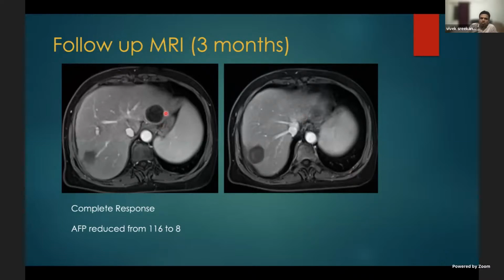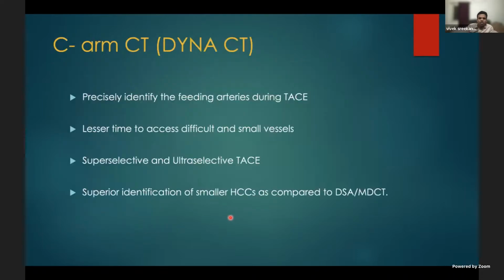This is the segment 2 lesion, as we can see, it is very close to the stomach and has an exophytic component. And this is the segment 7/8 lesion, where the TACE and an ablation was done. Both the lesions show a complete response on the MRI. And AFP was reduced from 116 to 8 in this particular patient. So I'll just go through this.